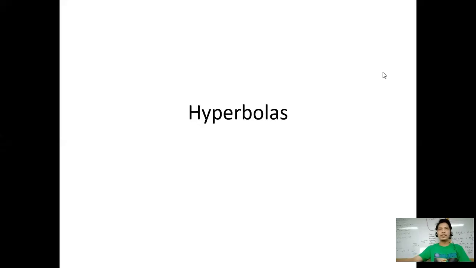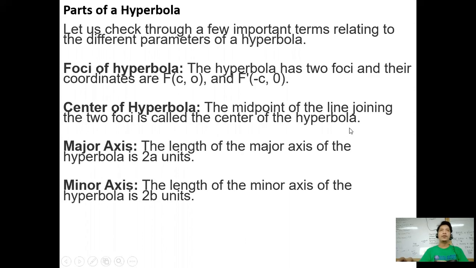Okay, good evening class. So ngayong gabi ay pag-aaralan naman natin kung ano ba yung tinatawag na hyperbolas, then ano yung mga parts ng hyperbolas, then paano siya ginagraph. Okay, unahin muna natin pag-aralan o alamin ano ba yung parts of a hyperbola.